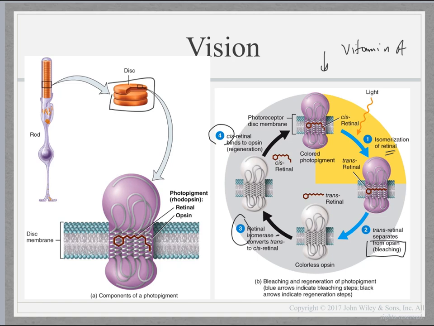Now again, as long as the stimulus of light is being introduced into the equation, so we're outside, daytime, or there's any type of light, this cycle is going to be held in this photo-bleached or bleached state until the stimuli or light is removed. Once the light is removed, we will return back to our colored pigment. So this is our cyclical cycle of bleaching and regeneration of rhodopsin.